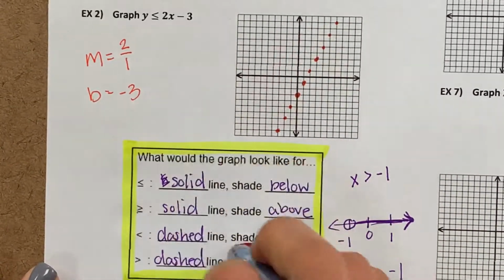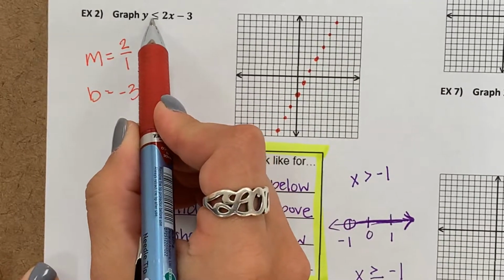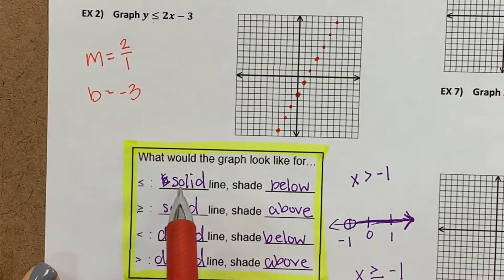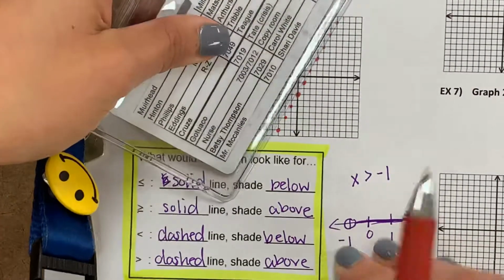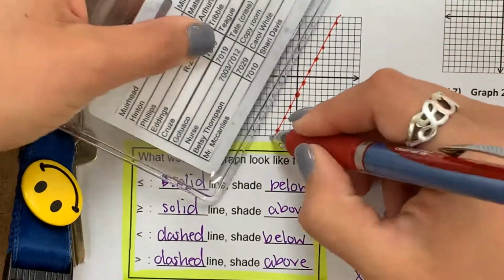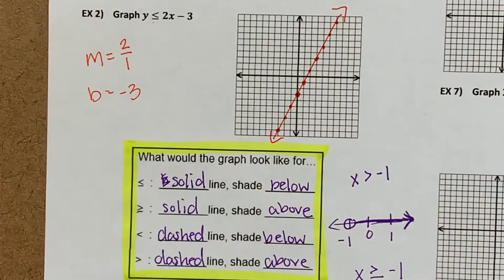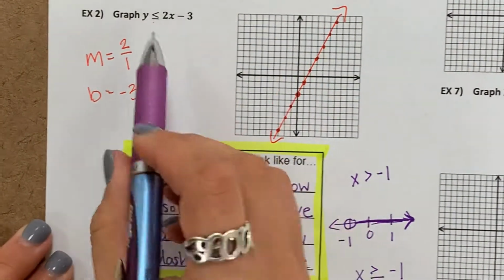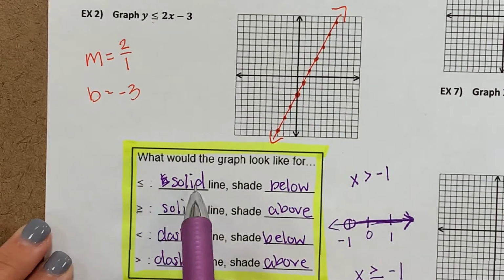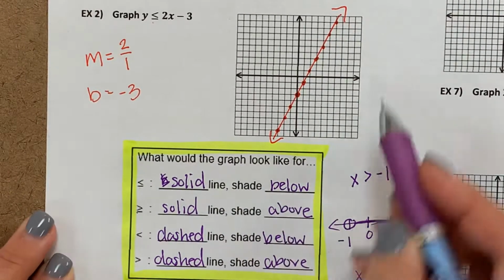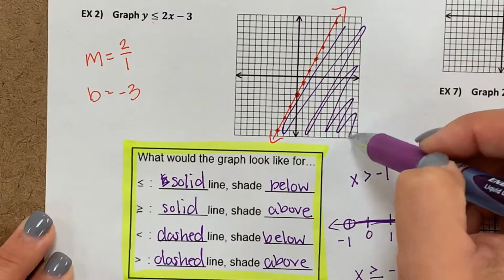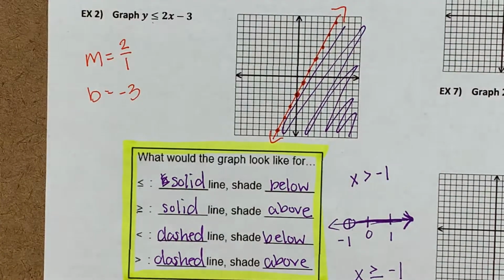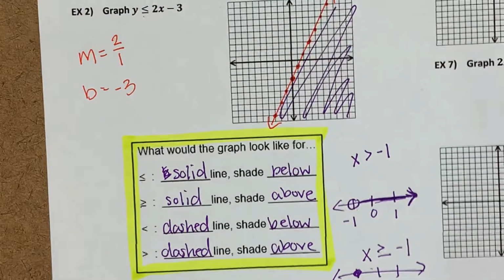Our graph was less than or equal to. Notice the equal to, we're going to find it right here, a solid line. So when I go to connect my dots, I'm going to use my ID and actually get a solid line again and draw my arrows. Now, the biggest difference is our shading. We had less than. Less than shows me solid line, did that, shade below. So everything below these dots gets shaded. So I'm going to shade this whole bottom part in. And that's how we would shade for inequalities. All right, moving over to example number 3.